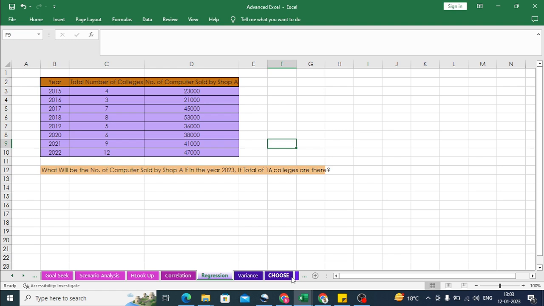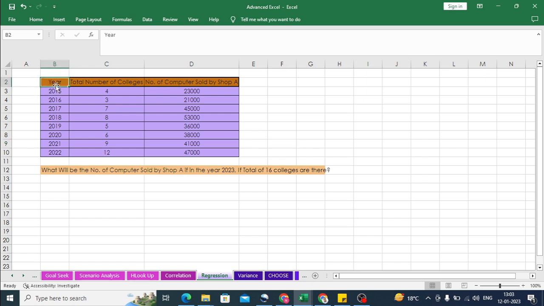Next, come to regression. Now, regression is a very helpful tool if you are looking to predict anything. What basically regression does is, based on the past data, it tells you what may happen in the future. So this will become more clear once I explain to you the data that we have.